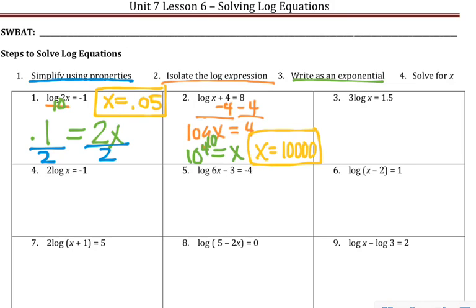In the green, it's 10 to the 4th power because our base was 10 and our exponent was 4, because logs are always equal to the exponents.